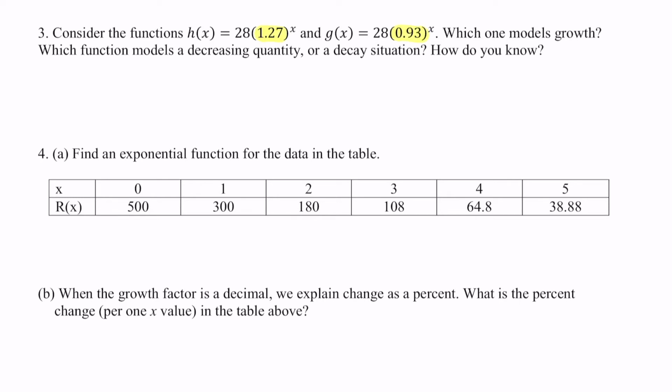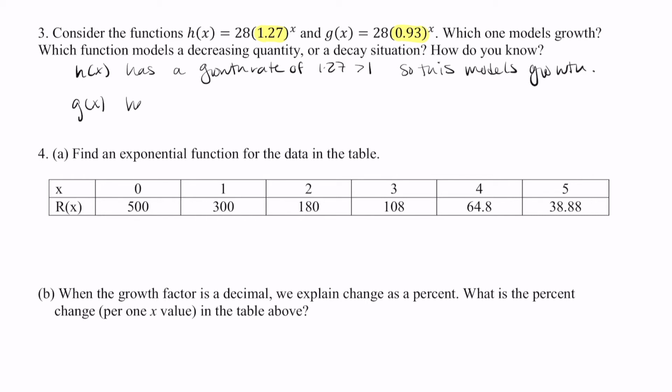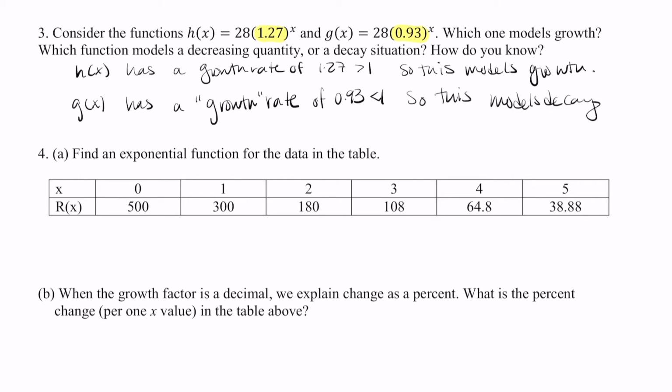Besides the names, h and g, that really doesn't matter. They differ in their growth rate. So h of x has a growth rate of 1.27, which is larger than 1. So this models growth. g of x has a, and I'm going to put this in quotes, growth rate of 0.93, which is less than 1. So this actually models decay. The key to remember is if the rate is larger than 1, you have growth. If the rate is smaller than 1, you have decay.